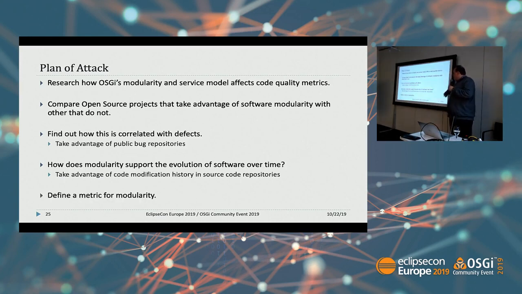Okay, and then finally, if we are at that, maybe given that we have metrics at a class level, at a package level, we might also define new metrics for the general problem of modularity as in OSGi, because there might be effects that the current metrics do not quantify and predict successfully.